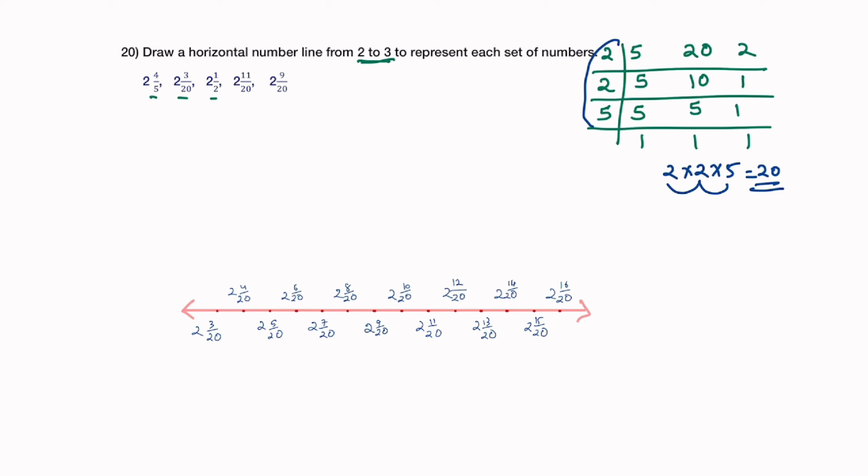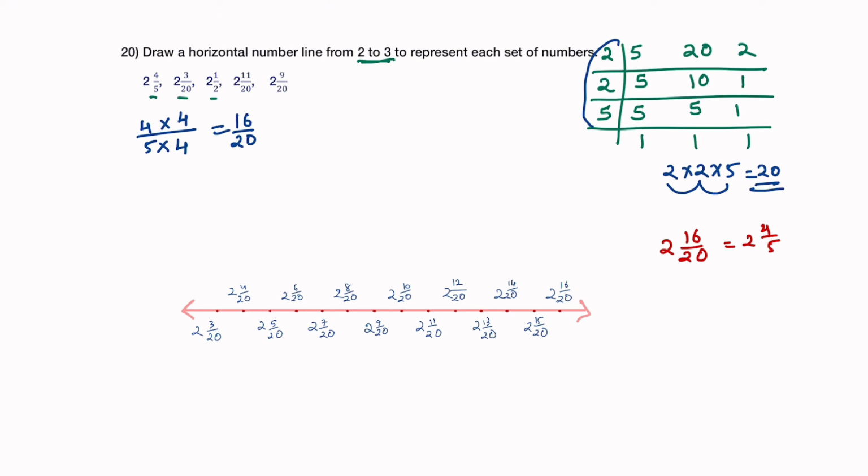Now in first case, we have 4 upon 5, right? How do we make 5 as 20? 5 times 4 makes it 20. If I multiply my denominator with 4, I also have to multiply my numerator with 4. So that's 16 upon 20. So the first fraction that we have here, we write it as 2 16 upon 20. Okay, and that's 2 4 upon 5.